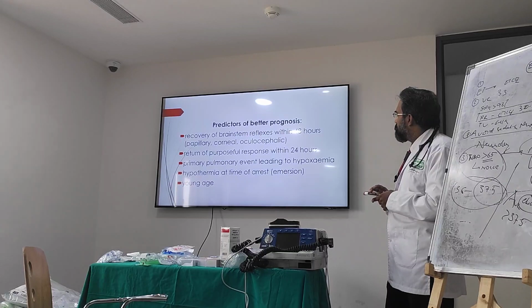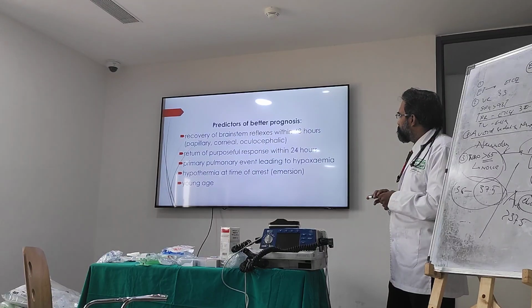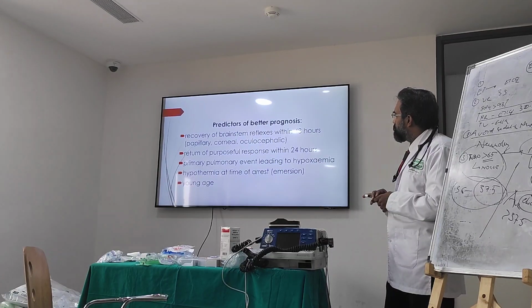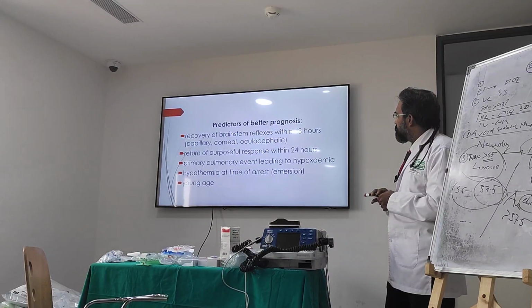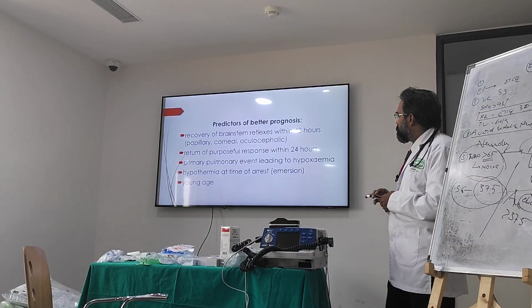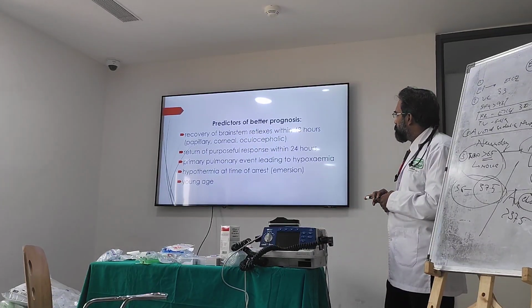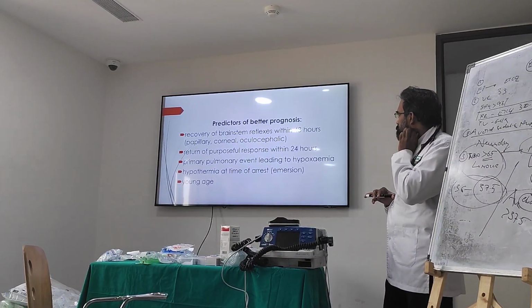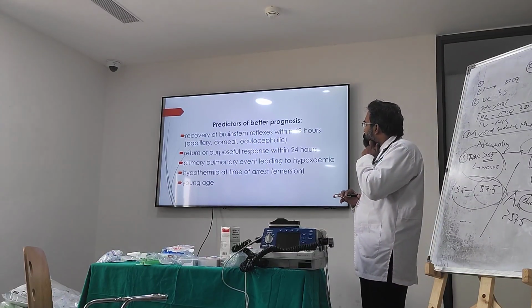And what are the predictors of better prognosis? Supposing in 2 days, we find that the patient has slowly got back the brainstem reflexes. What are brainstem reflexes? Pupillary, corneal and oculocephalic reflex. Then a return of purposeful response in 24 hours. A primary pulmonary event that's leading to hypoxemia has a better prognosis. Hypothermia at the time of arrest, like cases of drowning, and younger age groups. Yeah, I think that's it.